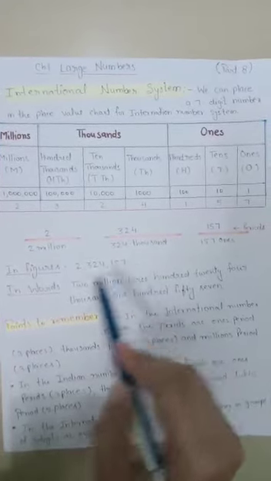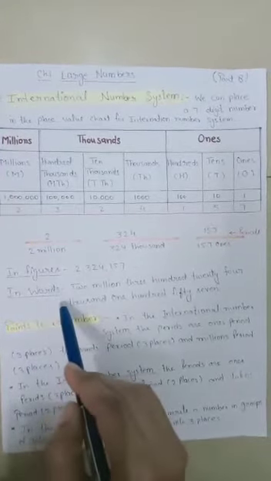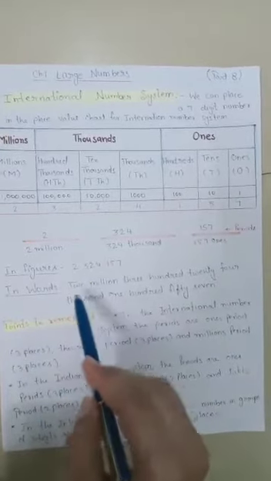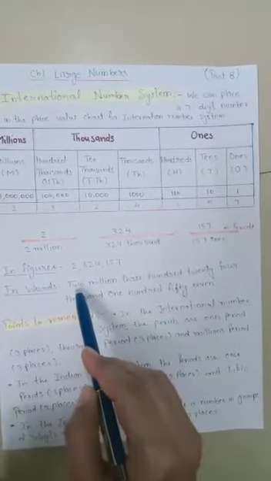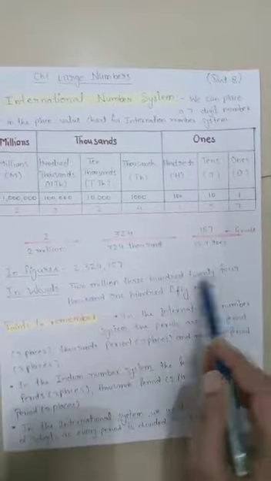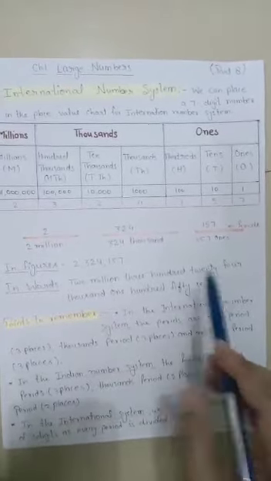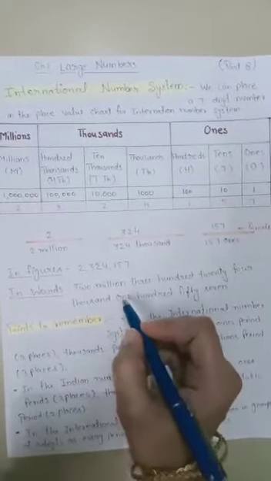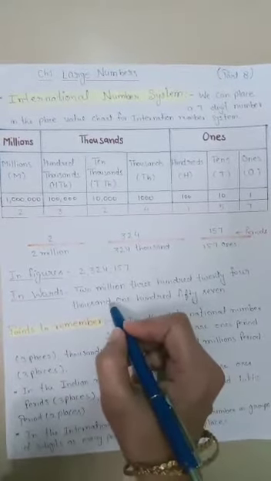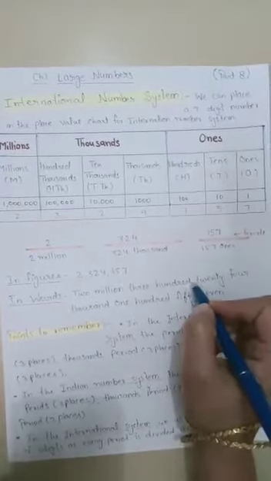2,324,157. If we have to write the number name for this, the answer will be 2,324,157. I also explained to you that there will be no S at this point and at this point.